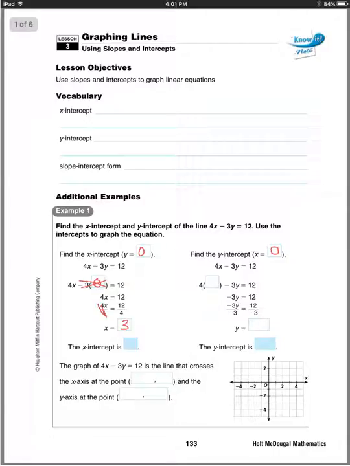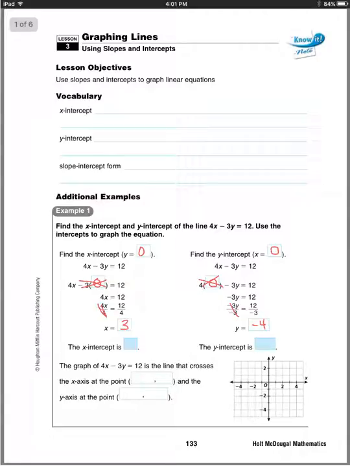Find the y-intercept, so my x equals 0 now. So wherever I see x, I'm going to put in a 0. That cancels that term because anything times 0 is in fact 0. And that leaves me with negative 3y equals 12. Now I need to divide by the coefficient of negative 3 to get my y by itself. 12 divided by negative 3 is negative 4 because there is one negative.